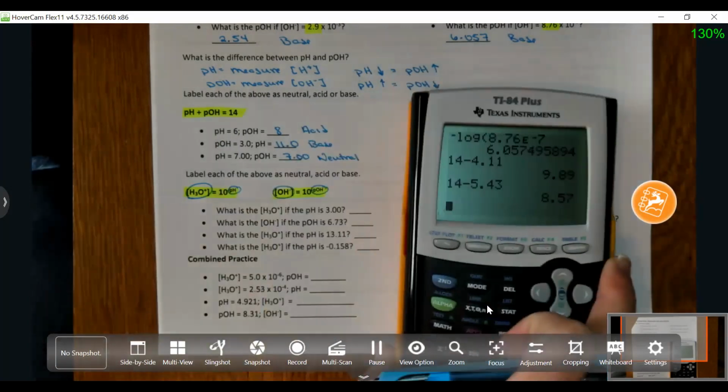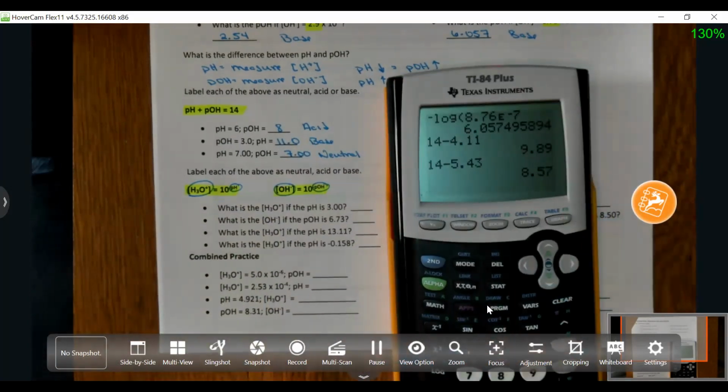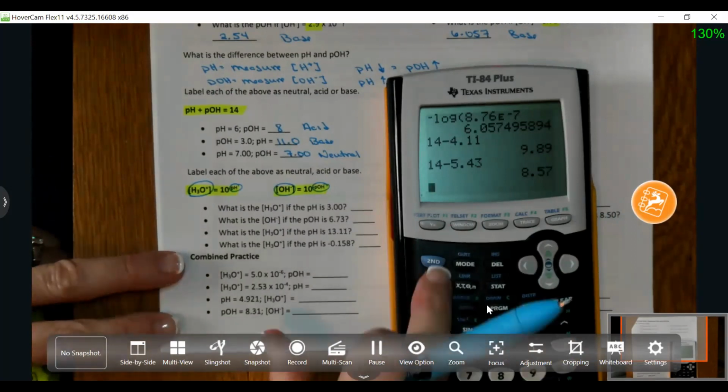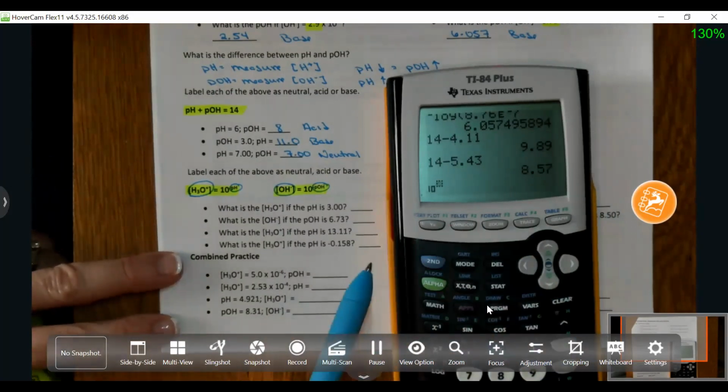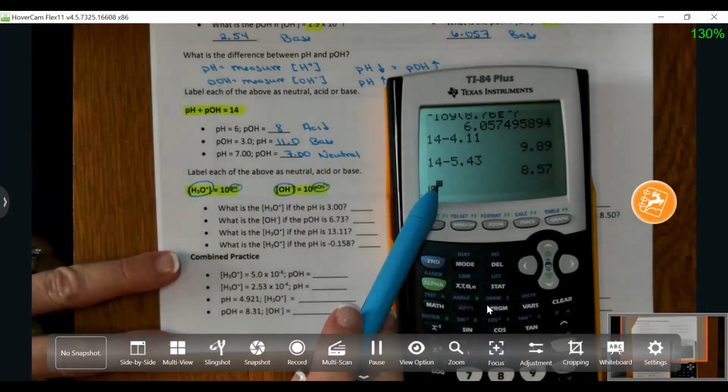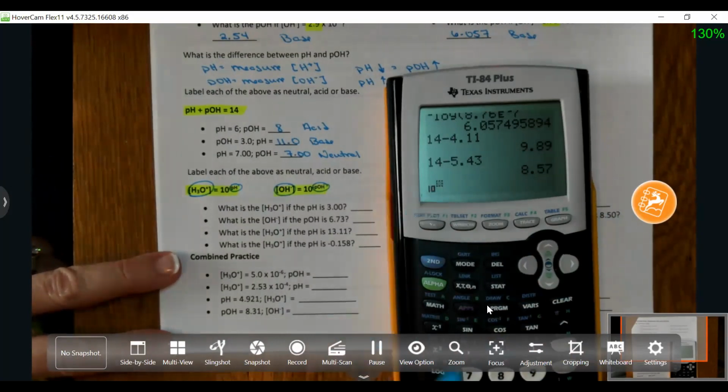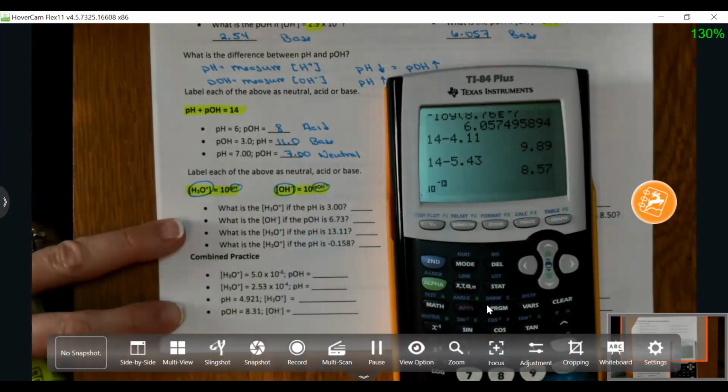So what I do on my calculator is that I am going to do the second log, because if I do second log, it pops up with 10 and the exponent right here. And then don't forget your negative sign. You gotta put that negative in, -3.